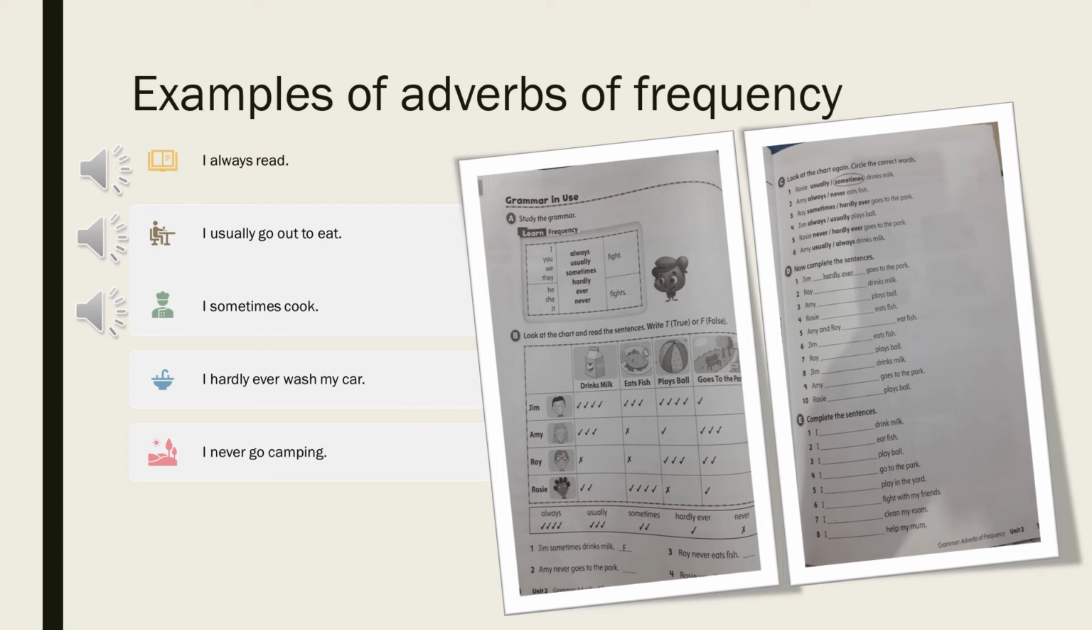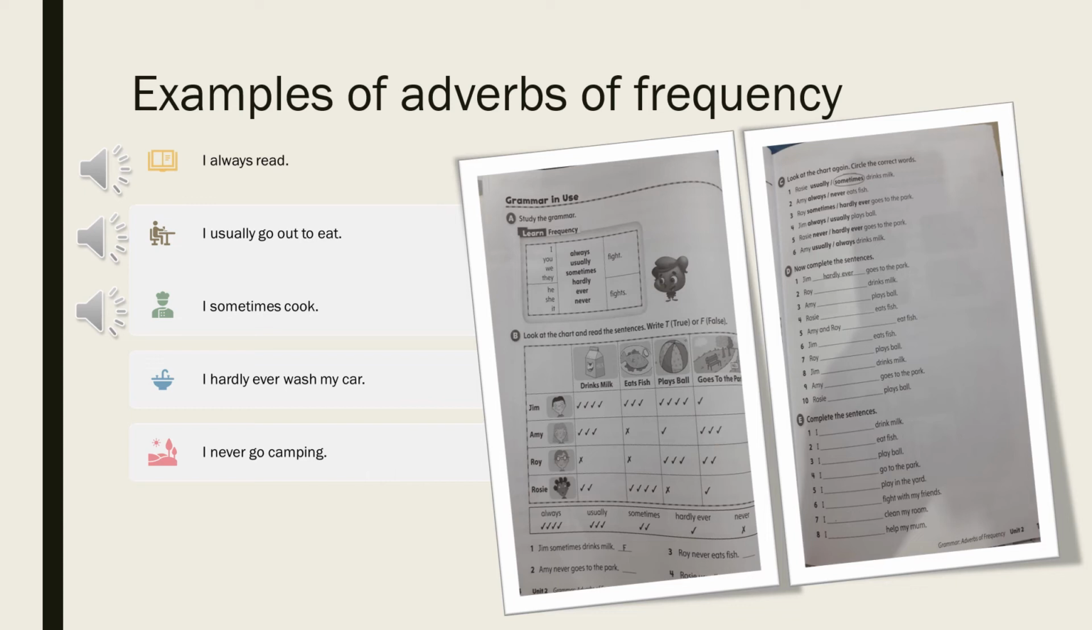Always is followed with 4 ticks. Usually is followed with 3 checks. Sometimes is followed with 2 checks. Hardly ever is followed with 1 check, and never is followed with a cross. So you have to see the adverbs of frequency of these persons, accordingly the checks.